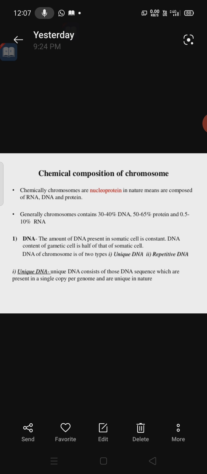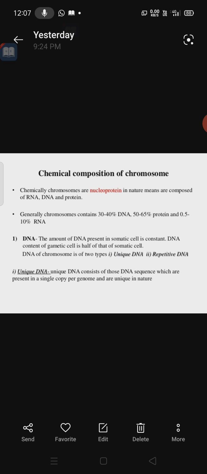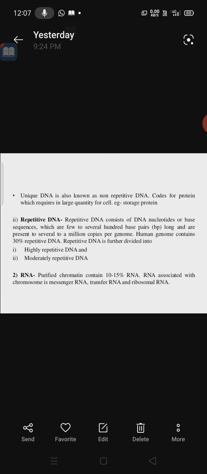So unique DNA and repetitive DNA, two types are there. Unique DNA means the DNA consists of those DNA sequences which are present in a single copy per genome and are unique in nature. The word itself indicates it is unique in nature. Repetitive DNA consists of nucleotide or base sequences which are a few to several hundred base pairs. Means the same base pairs are repeated.